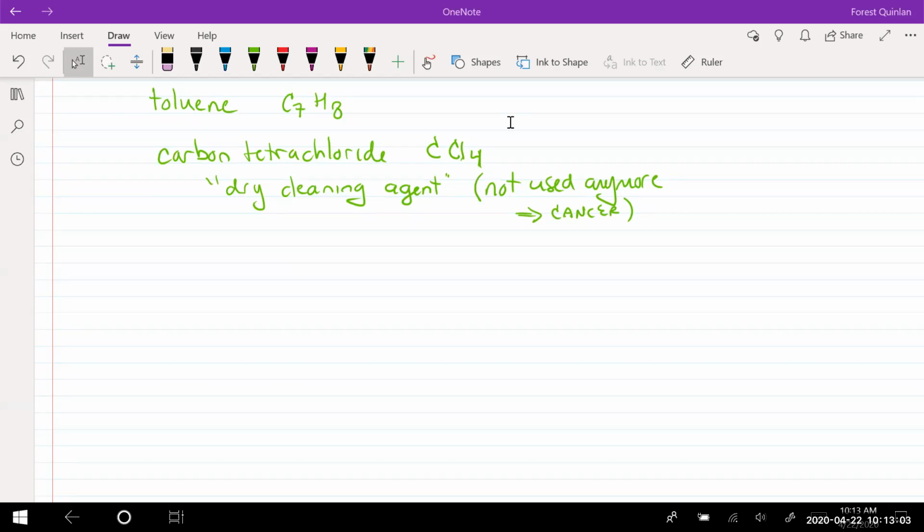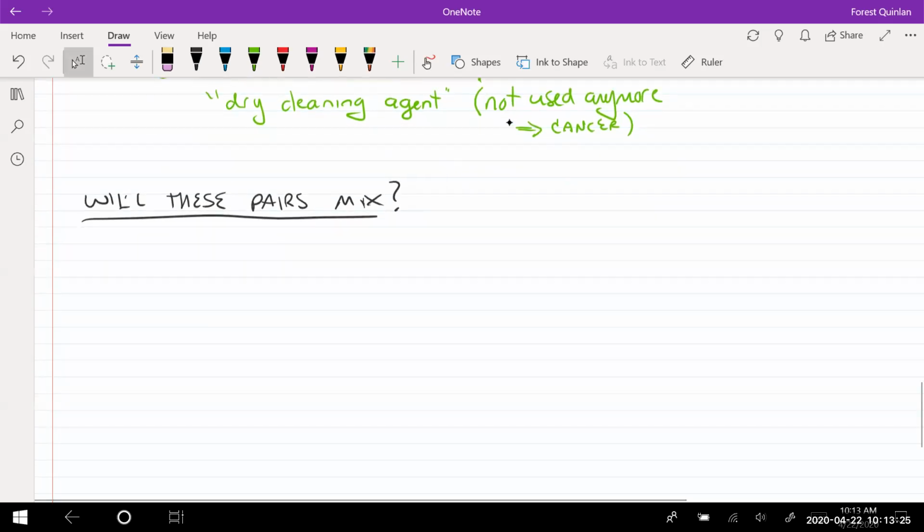So basically, quick little thing is, will these pairs mix? And when we look at this, I want us to always ask ourselves, will it dissolve in water?